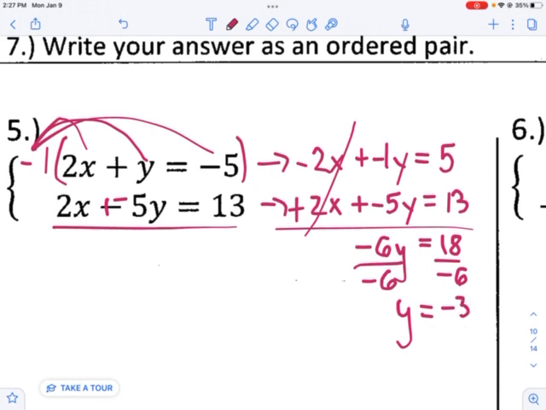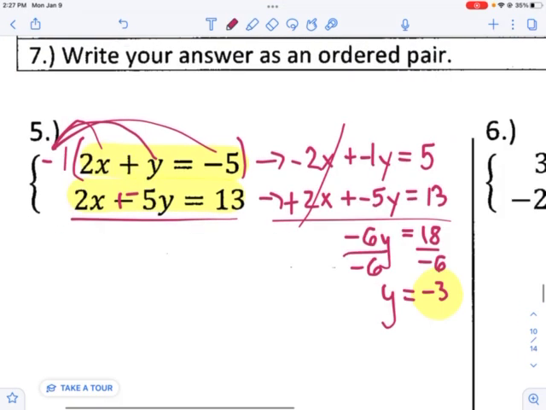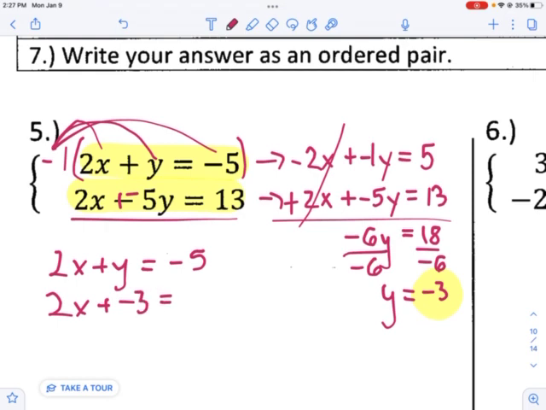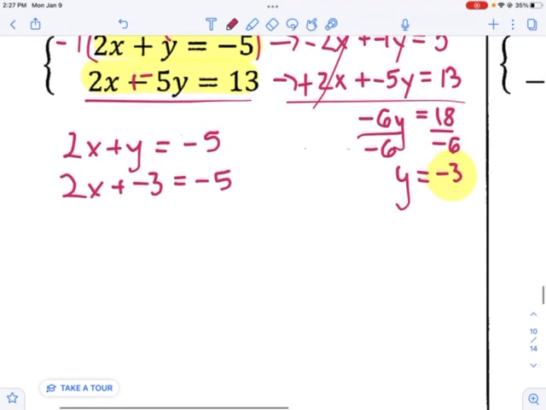Now I'm going to go back and substitute my negative 3 into one of my typed equations, okay? When we substitute the first term to find the second one, always use the typed equation. Or when you check your answer on Desmos, always type in the typed equations. Because what if we made a mistake when we multiplied by negative 1? So I'm going to use the first one. So 2x plus y equals negative 5. And I'm going to substitute negative 3 in for y. And then I'm just solving a two-step equation.